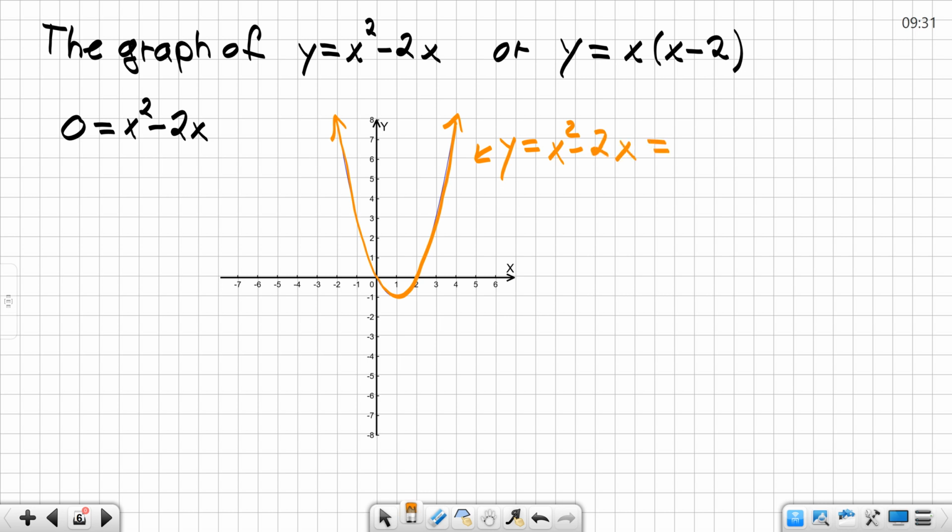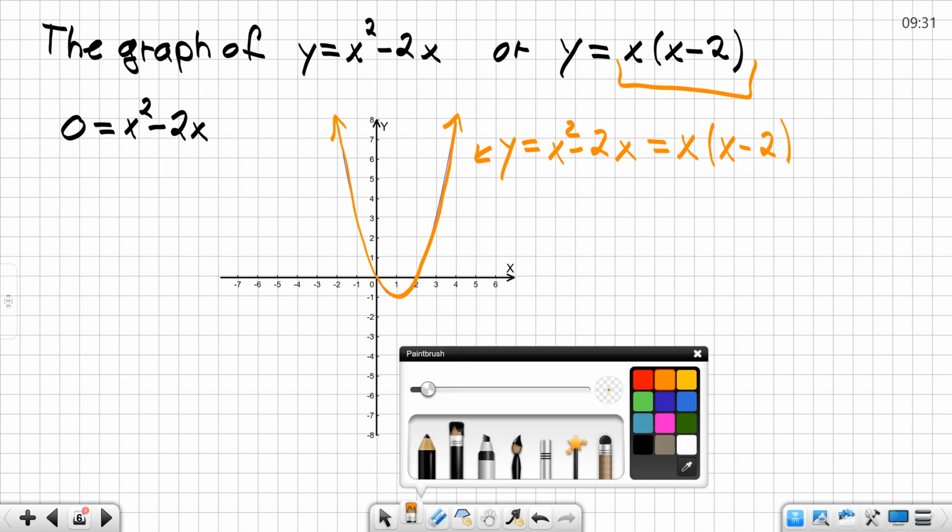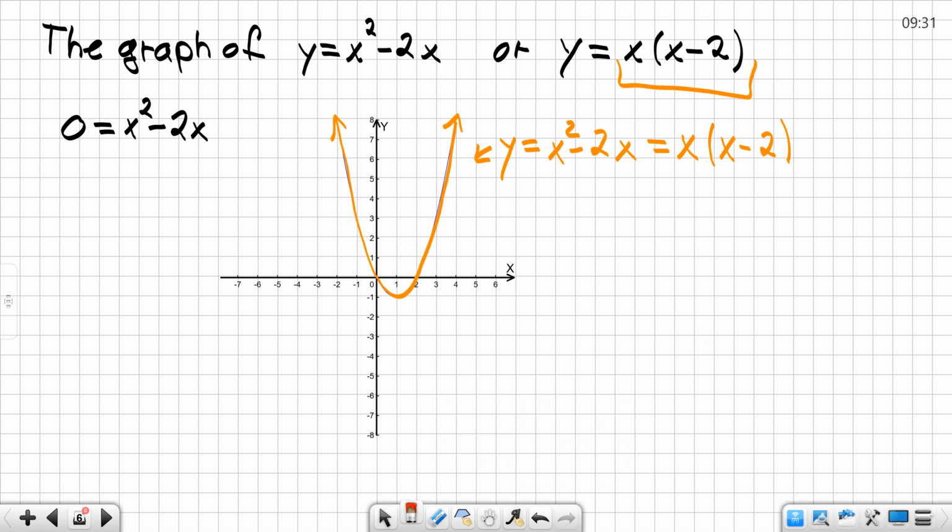Or another form would be to write it in the factored form. This is the exact same thing. This is the exact same graph. And I notice that the exact same thing happens as before. Down here, where this graph crosses the x-axis, those were the solutions to this equation right here. And this happens when y is equal to 0 for these two points, and these are called the x-intercepts.